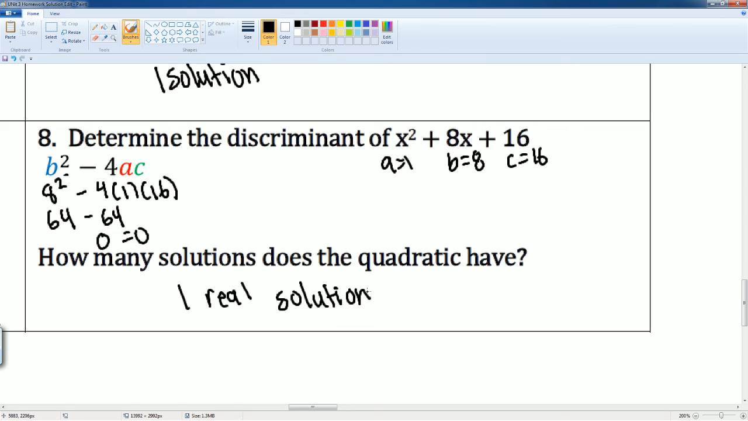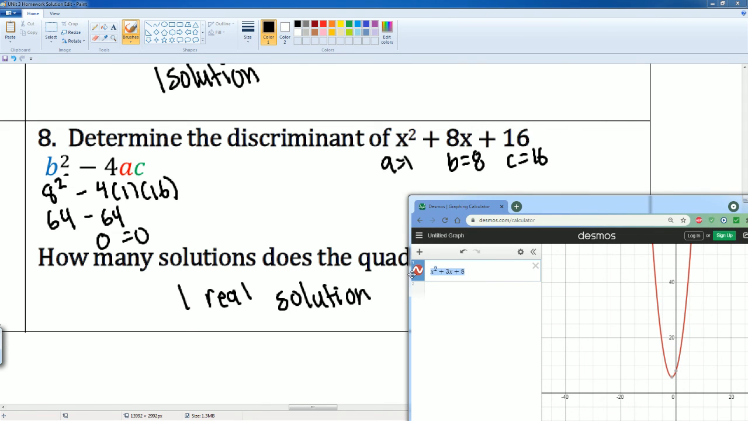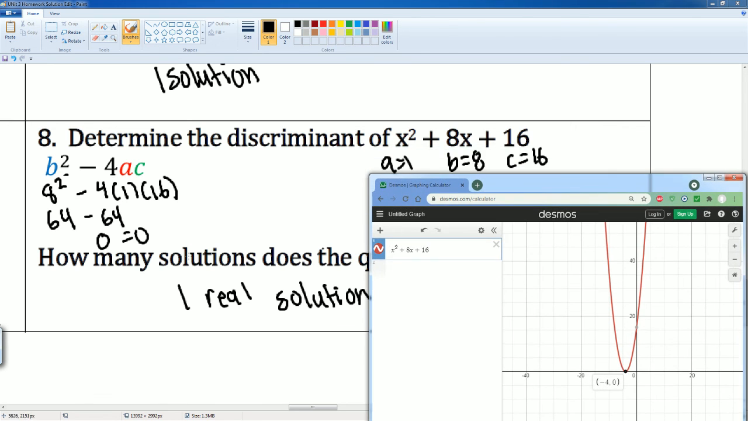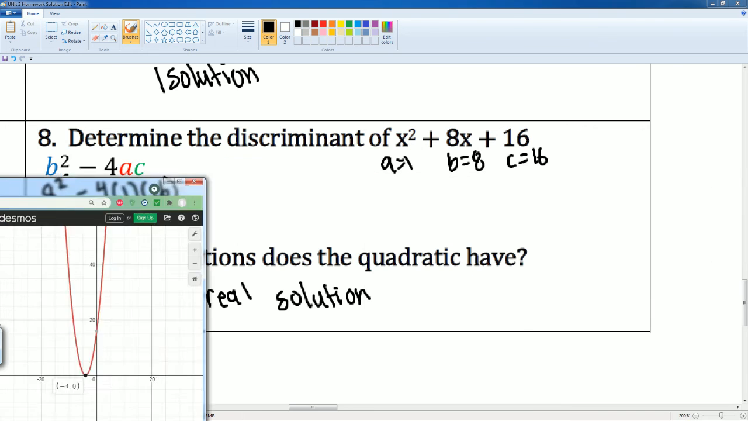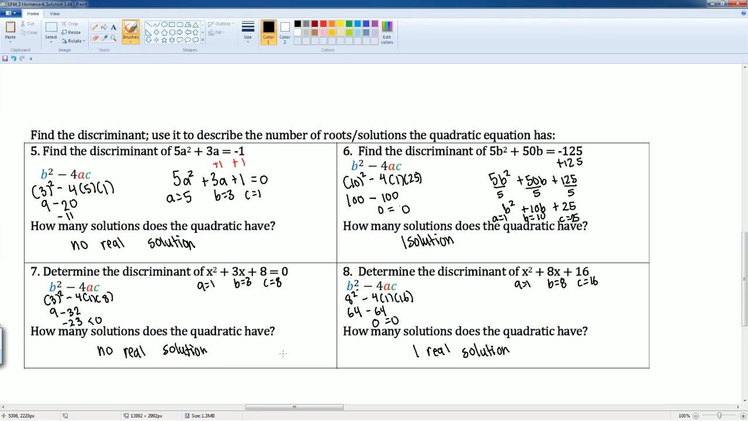So let's just graph this. This should only have one x-intercept. Okay, if we graphed it correctly, it should only have one x-intercept. So x squared plus 8x plus 16. Perfect. Do you see how there's one x-intercept? Okay, that proves that there's only one real solution, one root, because the discriminant here is equal to 0. All right, so there you go. That is how you use the discriminant to determine how many roots or solutions there are for a quadratic equation.